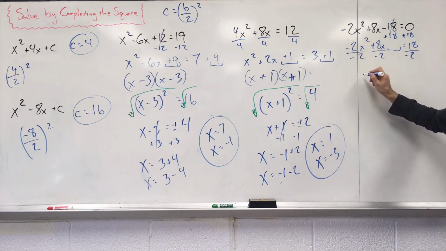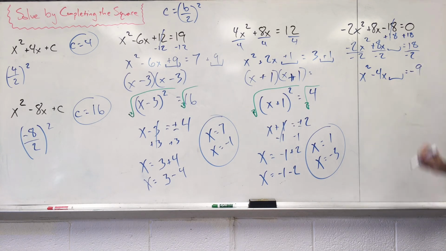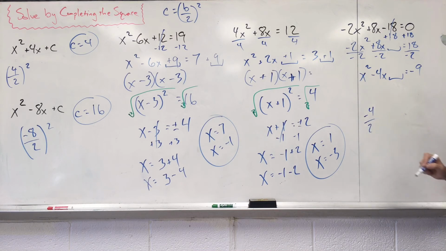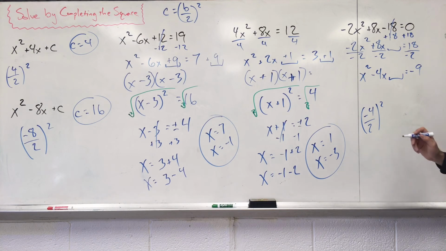And we are left with x squared minus 4x blank equals negative 9. Okay, let's find this. B squared, nope, b divided by 2, square it. So negative 4 divided by 2 gives us negative 2. Negative 2 squared is going to give us positive 4.